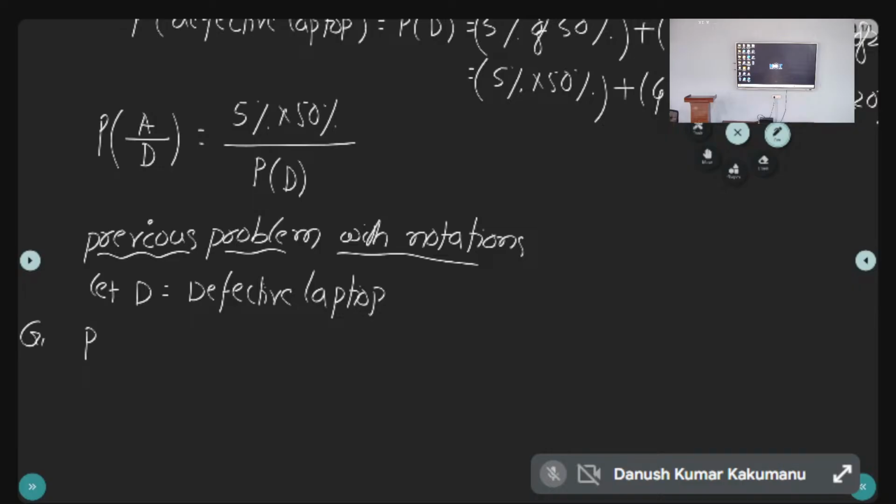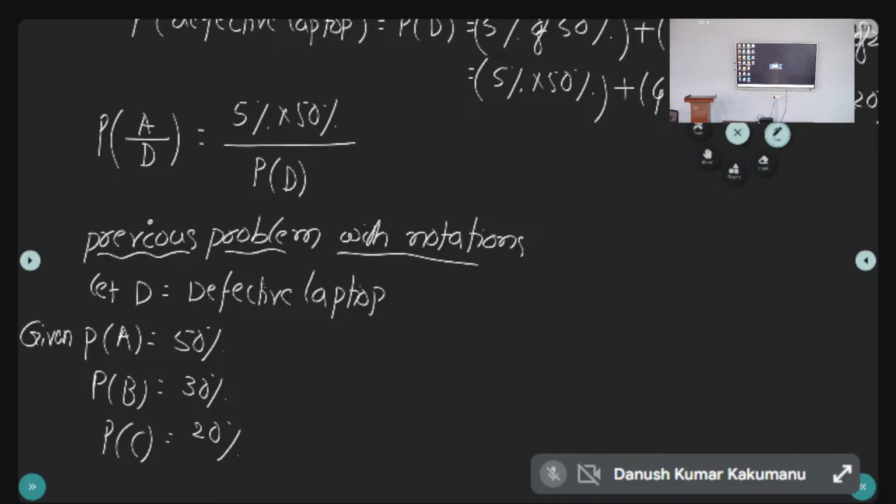Given: probability of type A production is 50%. That 50%, you already wrote it. That 50% is nothing but P of A. What is the probability of type B production? 30%. What is the probability of type C production? 20%. Okay. After these notations, I will give you Bayes theorem.